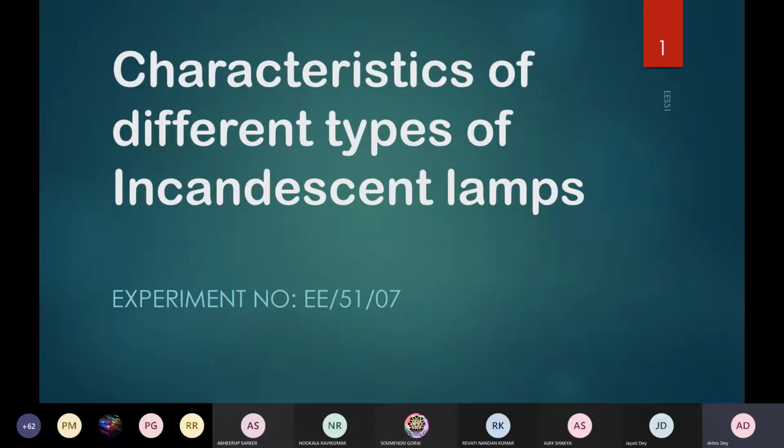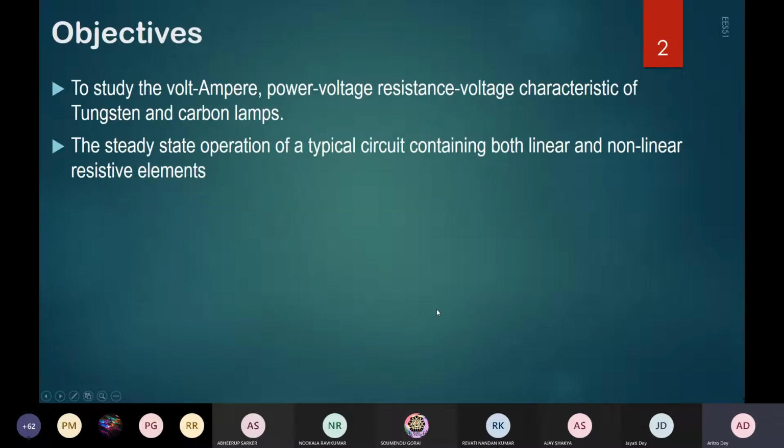Okay, so in today's class, we'll go through the characteristics of different types of incandescent lamps. Different types means we have tungsten filament lamp and carbon filament lamp. Experiment number is 7. First objective is to study the volt ampere, power voltage, resistance voltage characteristics of tungsten and carbon lamps. This is the first one. And then steady state operation of a typical circuit containing both linear and non-linear resistive elements.